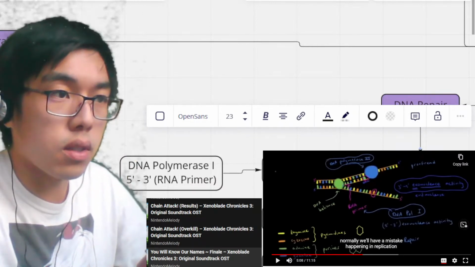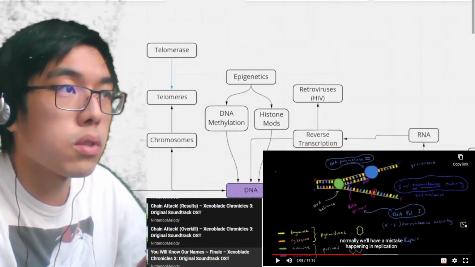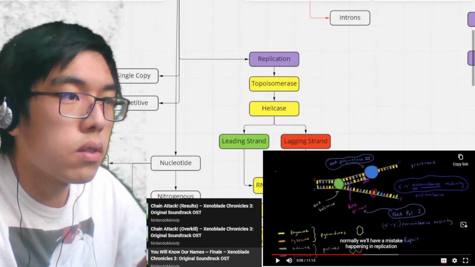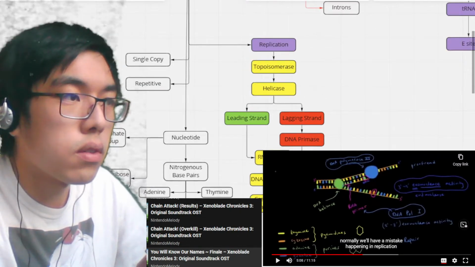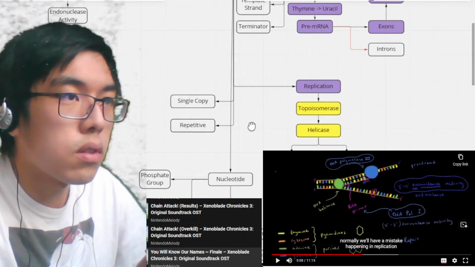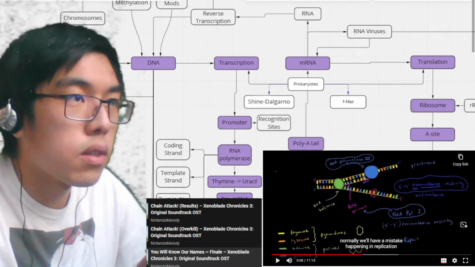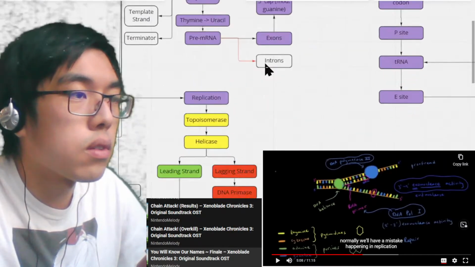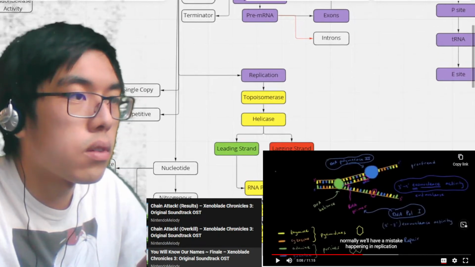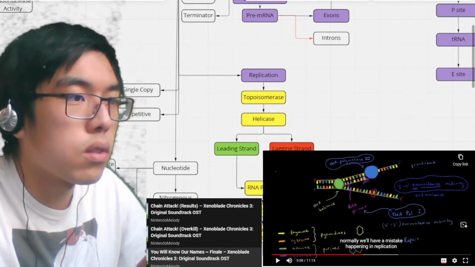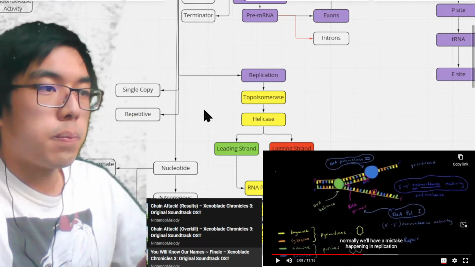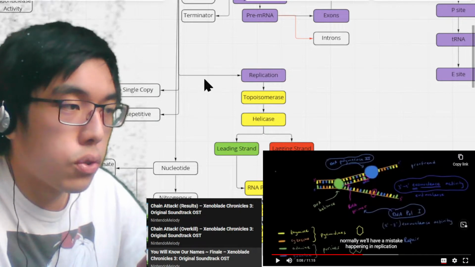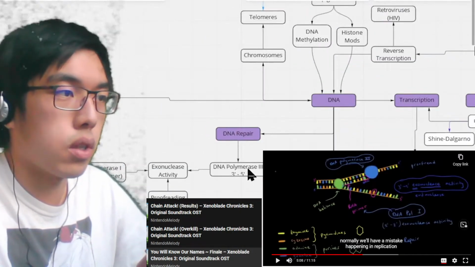God damn it, what is it called again? The new strand. The one that is being built off of the template strand. It's literally just called the new strand. Am I missing something here? Case leading strand. Replicated strand? Whatever. It's the new strand.